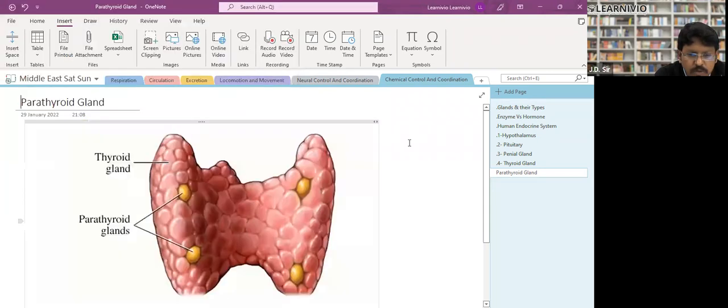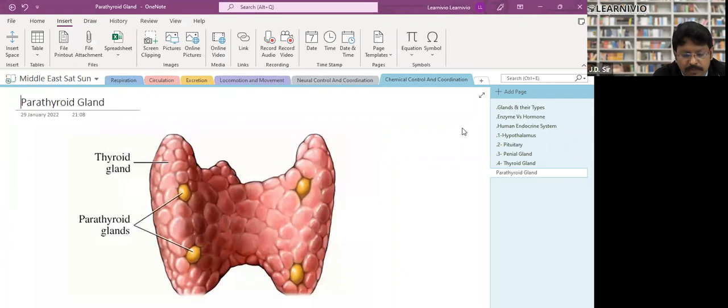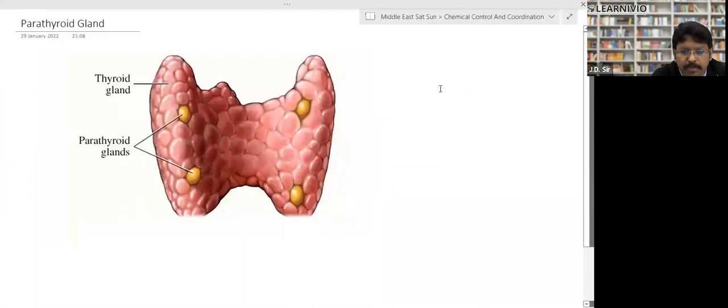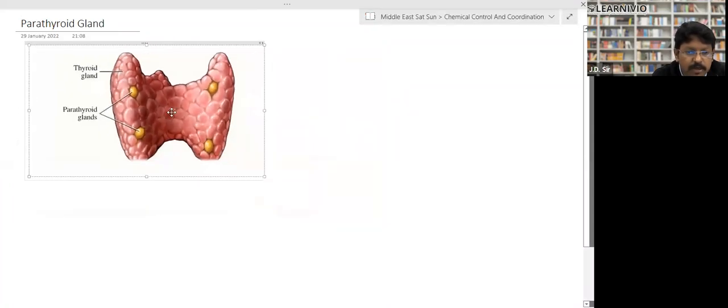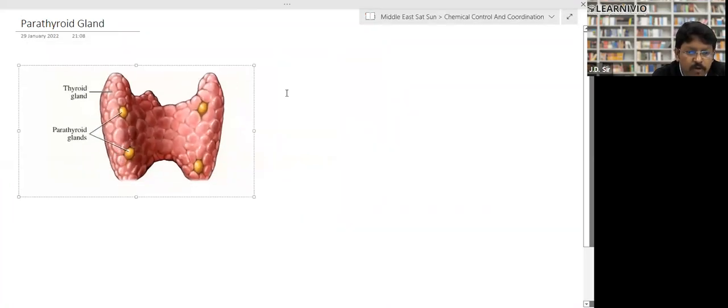Look, this is the parathyroid gland. As we have discussed already, this red gland is the thyroid gland, and the four button-like structures are called the parathyroid glands. They are found at the ventral surface of the thyroid gland. Parathyroid and thyroid glands are found along with each other, right? So let's start with the parathyroid gland. What is the function of the parathyroid gland and what do they secrete?